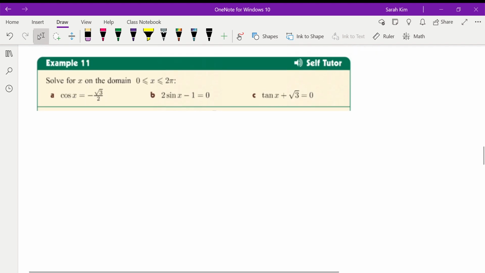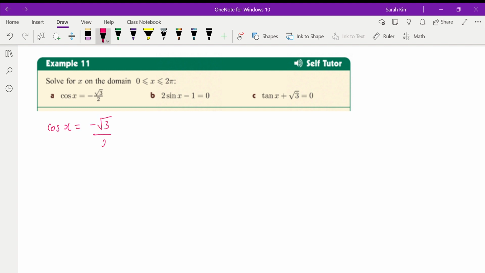So let's do this one. Solve for x on the domain 0 to 2 pi. Okay, cool. Cos x equals minus square root 3 over 2. So first of all, I need to find whereabouts my cos x is minus square root 3 over 2. Well, let me draw a unit circle and have a little think about it first.